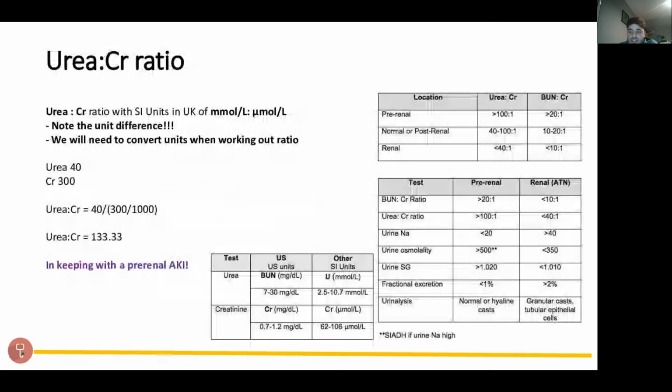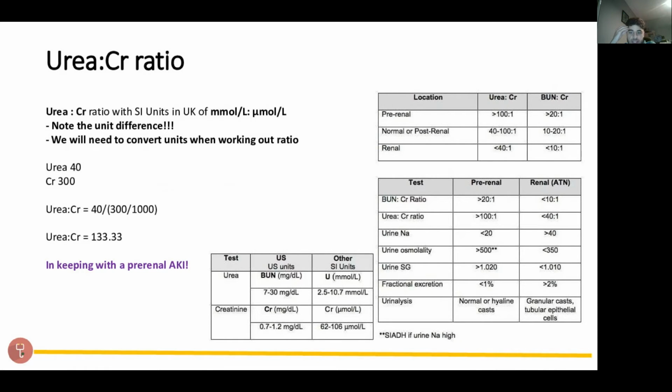After with the sodium bit, in a pre-renal AKI, you're very dehydrated. Your body is trying to reabsorb as much fluid as possible. Fluid follows sodium, so your body is reabsorbing the sodium and the fluid is following it in. Therefore, in the urine, you're going to have very low sodium in a pre-renal AKI and a high urine osmolality because you reabsorbed as much fluid as possible.